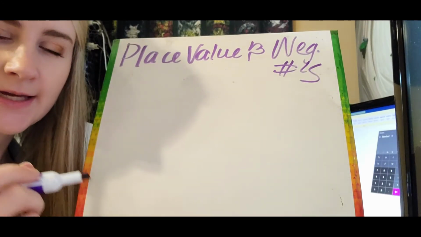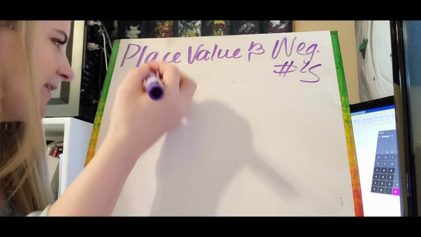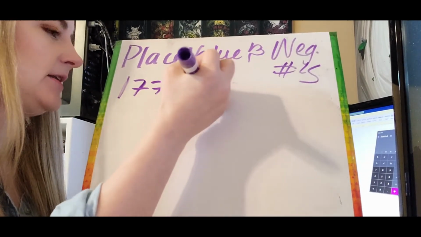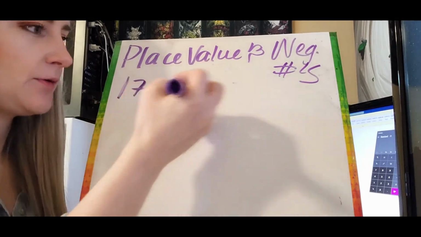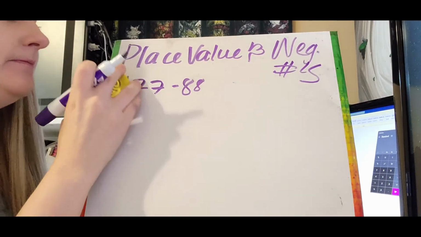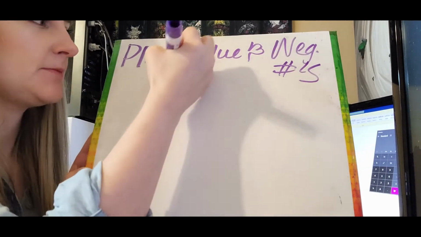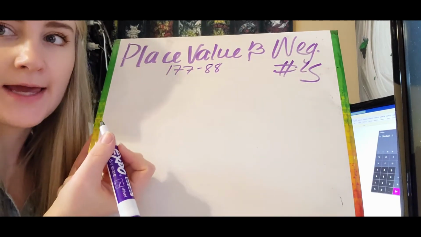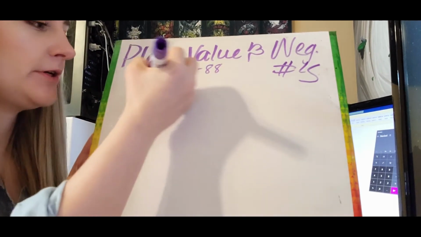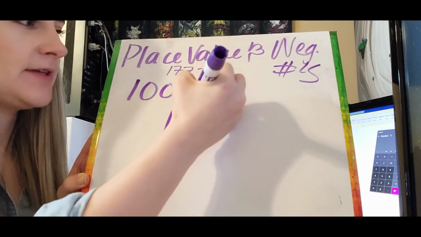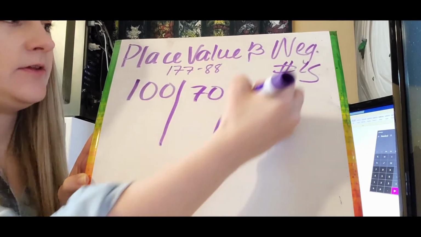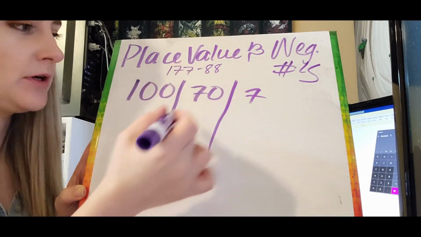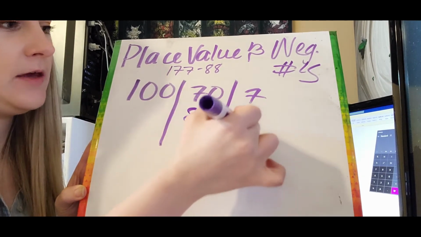Okay, so the next example that we're going to do is 177 minus 88. Let's go ahead and draw our little table out again. I'm going to make it smaller so we can have more room this time. 177 minus 88. So we're going to do 100 and then 70 and then 7 ones. And then we have 88. So we're going to do 80 and then 8 ones.